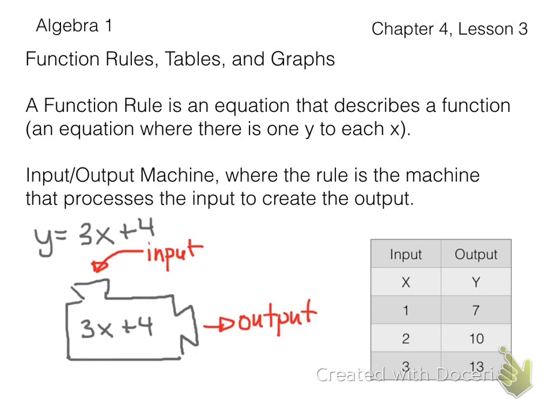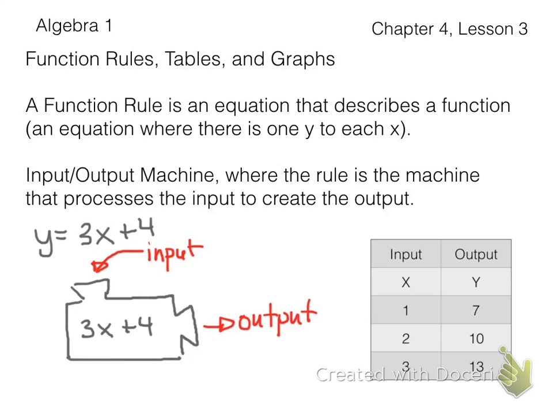Okay, so a function rule is an equation that describes a function, an equation where there is one y to each x, because remember our definition of functions from the last lesson. Remember, you can only have one y for each x. Okay, so an input-output machine is basically what you can think of as a function rule. An input goes in, it does some math, and an output comes out.